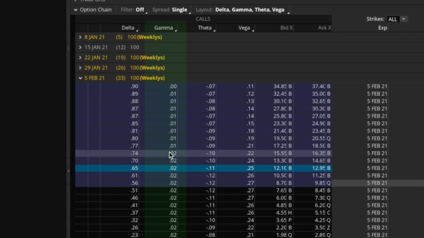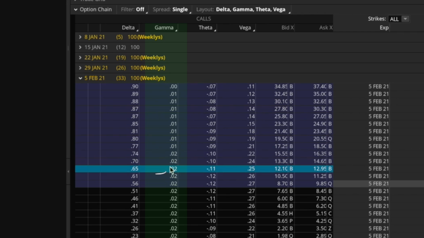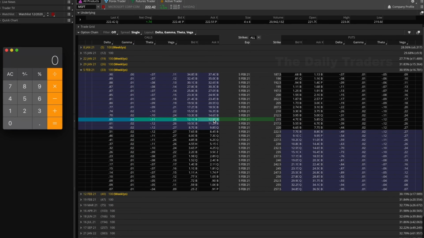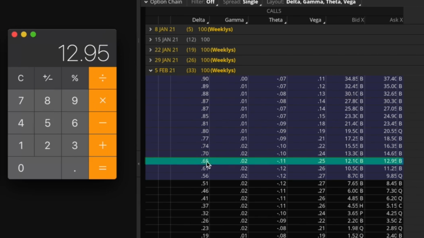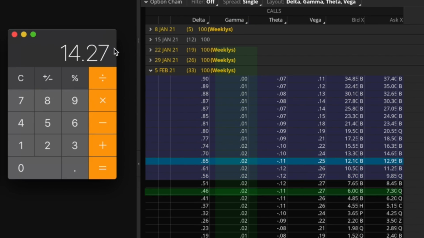Gamma is not as important, but it follows, or it's almost connected to Delta. Now the second dollar move, if Microsoft moves up another dollar, it's going to add Gamma. So Gamma right now is 2 cents. All right, let's use this contract as an example. So it currently costs $12.95. So the first dollar move is going to add 65 cents onto these contracts. The second dollar move is going to add another 65 cents, okay? But this is where Gamma comes in, plus 2 cents, so plus 0.02. So now the contract's going to be worth $14.27.